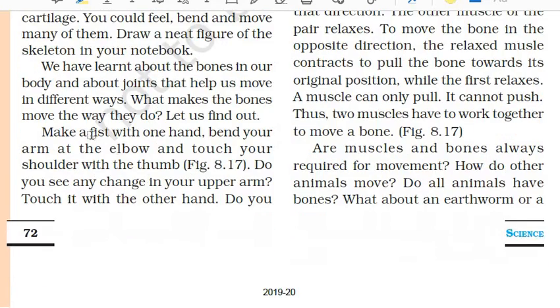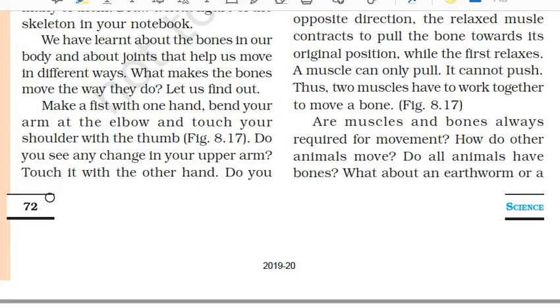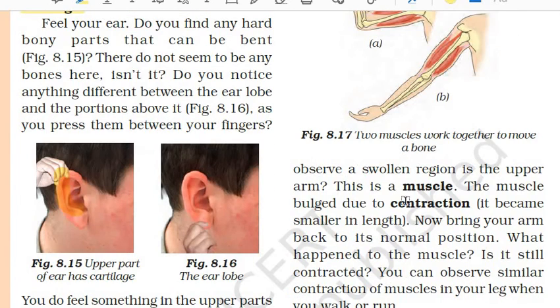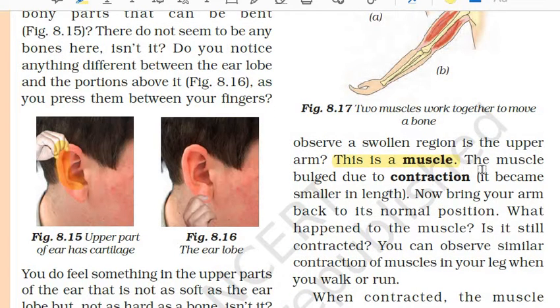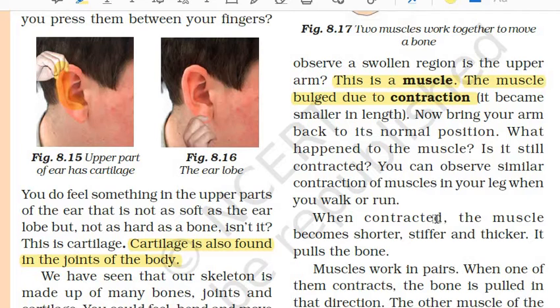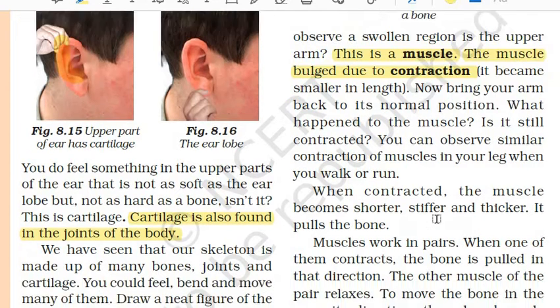Let us find out. Make a fist with one hand, bend your arm at the elbow and touch your shoulder with the thumb. Do you see any changes in your upper arm? Touch it with the other hand. Do you observe a swollen region in the upper arm? This is called the muscle. The muscles bulge due to contraction. Now bring your arm back to the normal position. What happened to the muscles? Is it still contracted? You can observe similar contractions of muscles in your leg when you walk or run.